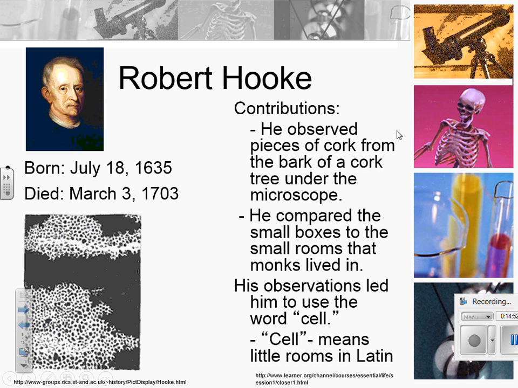Robert Hooke. Mr. Hooke was important because he did what? So he named the what? What do we call these little things, the small part of the body? The cell. He named the cell. He was born July 18th, died March 3rd, my brother's birthday. And when he used Mr. Leeuwenhoek's microscope to look at a piece of cork under the microscope, he saw these little rooms.